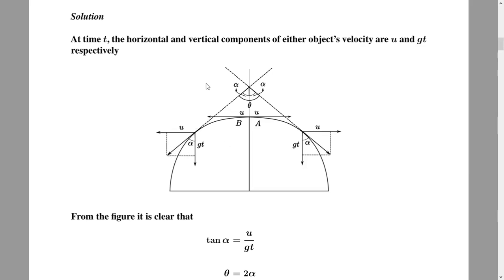If you extend them, what you will see is, if this angle is alpha, the angle made by the velocity vector with the y-axis, then this is also alpha because these two are parallel. Similarly, if this is alpha, this is also alpha, and therefore theta is nothing but 2 alpha.